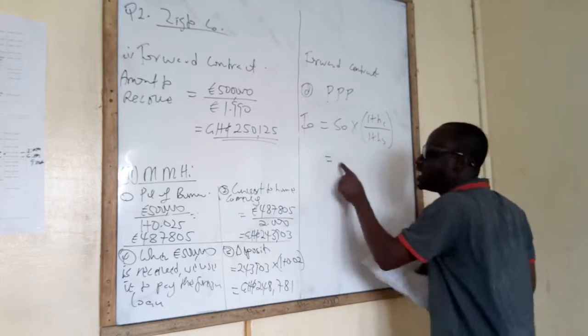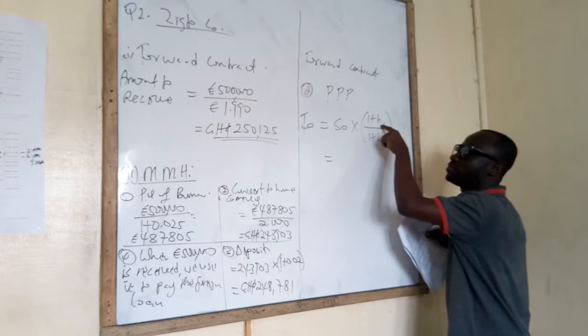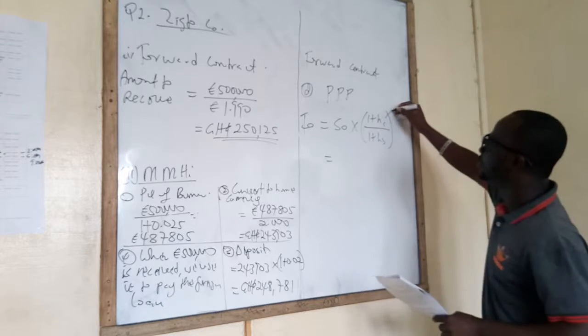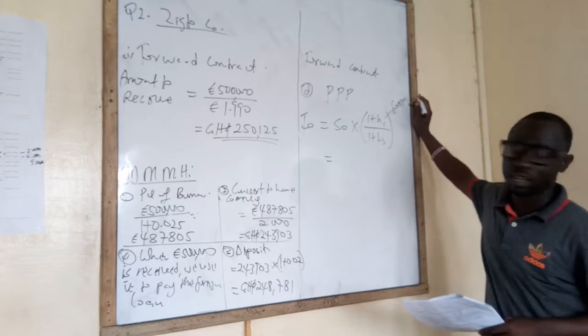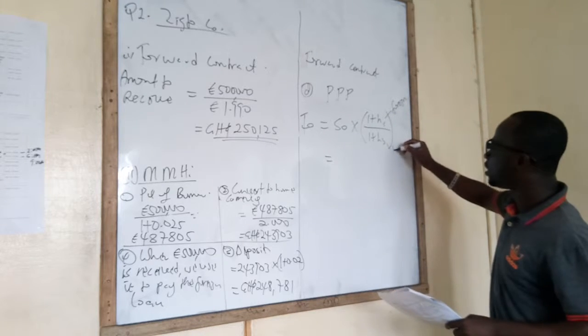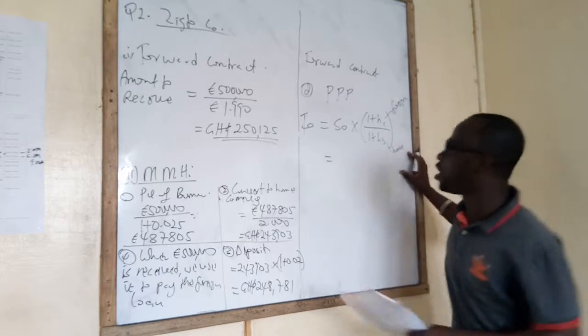The S0 is the spot rate. What is the HC? Inflation in the foreign country, right? Is it in the foreign? Yes. And then this is inflation in the home country. So the numerator is the foreign, the denominator is the home country, right?